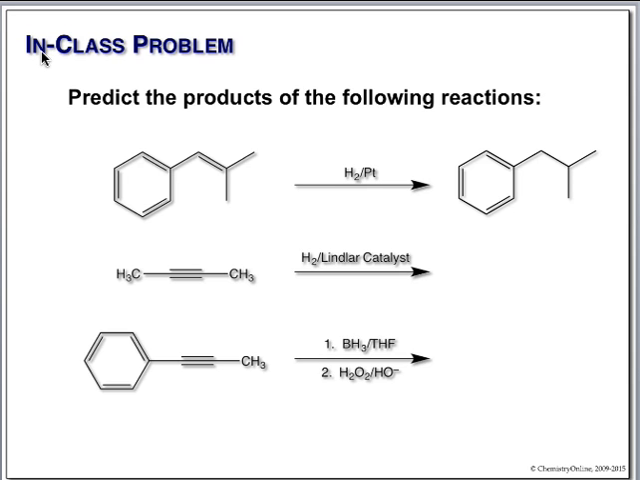So we're going to get partial reduction, but here it makes a difference. We have to show that the hydrogens come onto the same side of our alkyne, and that gives us the cis stereochemistry. Any questions?